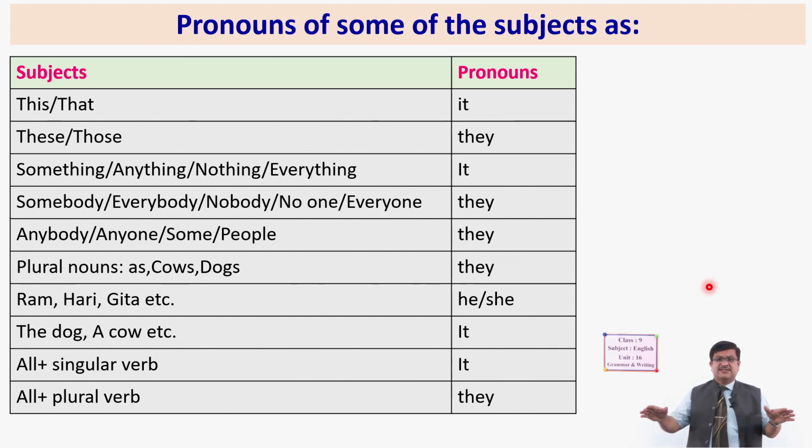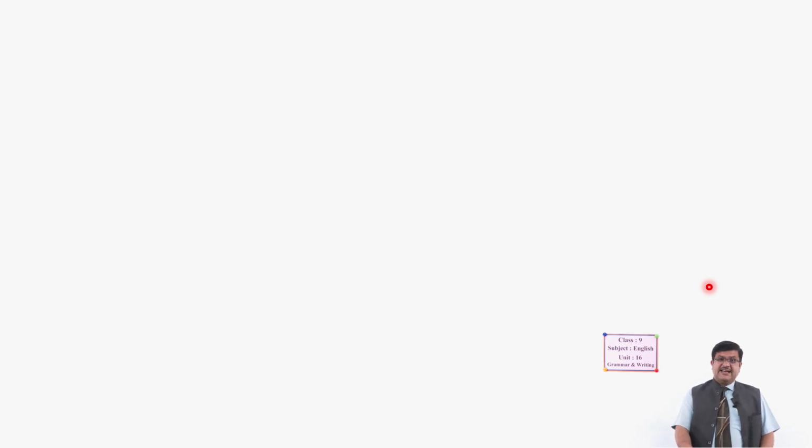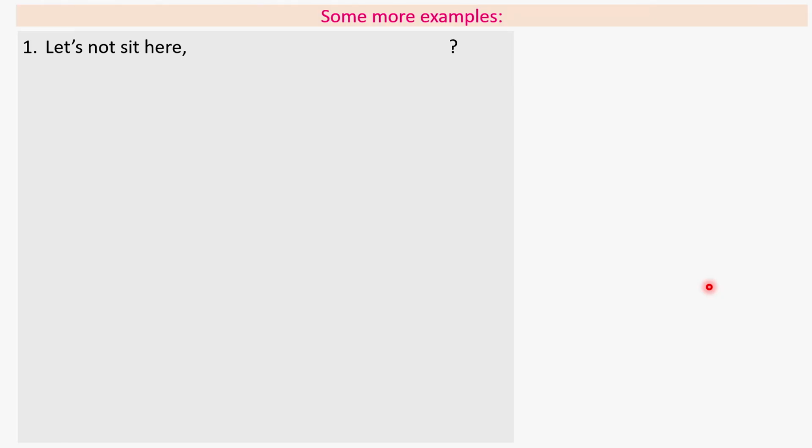Never use nouns in the form of tag. We have to use pronouns always in the form of tag. So this is another very, very important rule and idea, how the subjects are changed into pronouns in the form of tag. Did you understand? Now some more examples. Let us talk about some more examples.